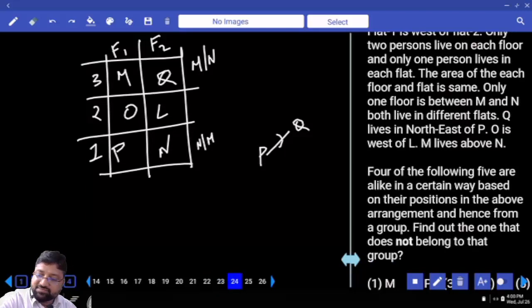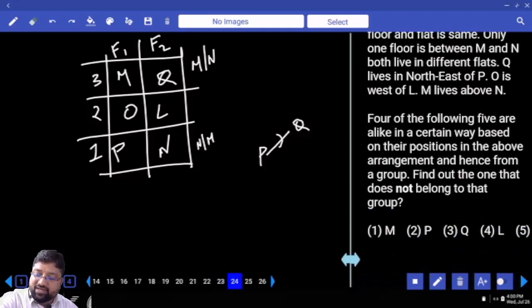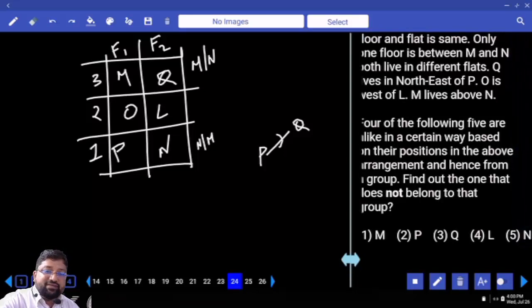Again NA. Four out of the following 5 are alike. It's a 3 floor building. M, P, Q, and lastly N, they're all living in 1 and 3 floors, odd number of floors, except L.